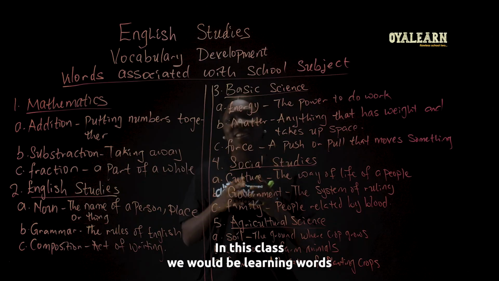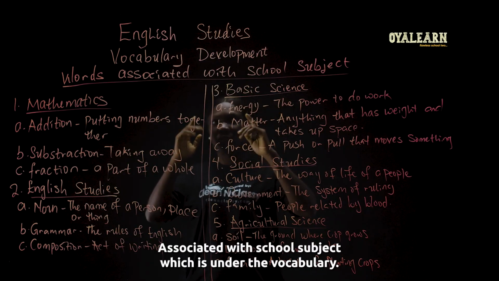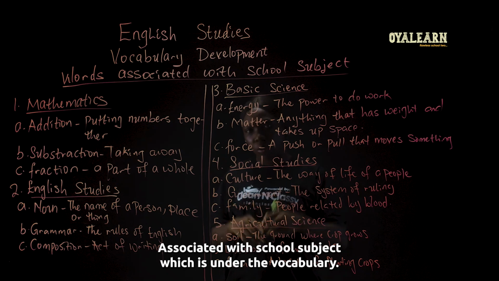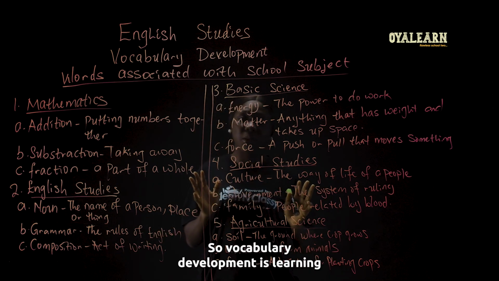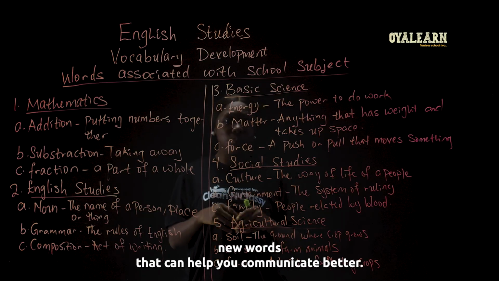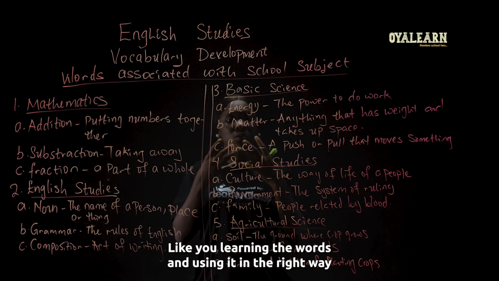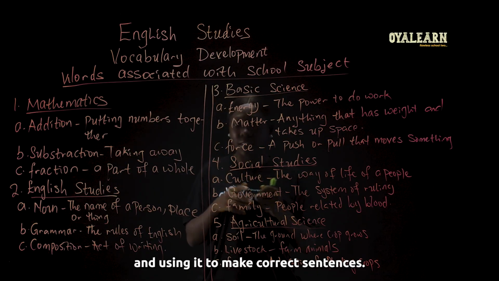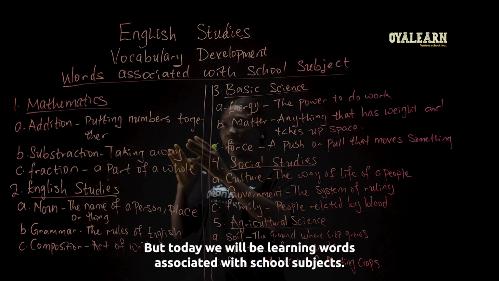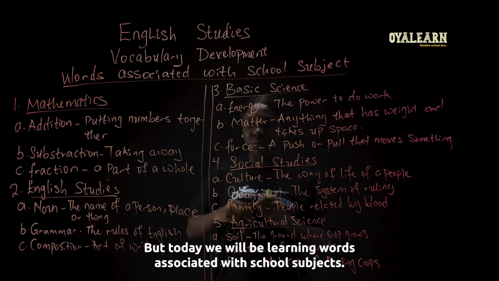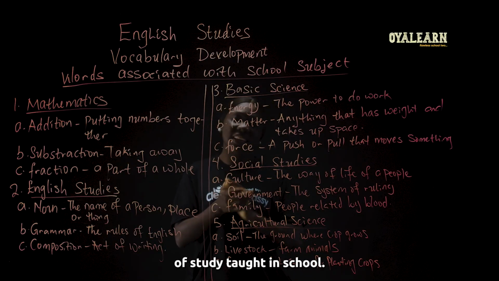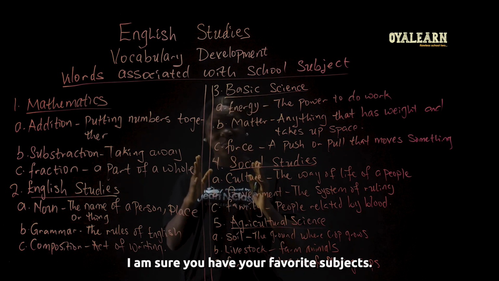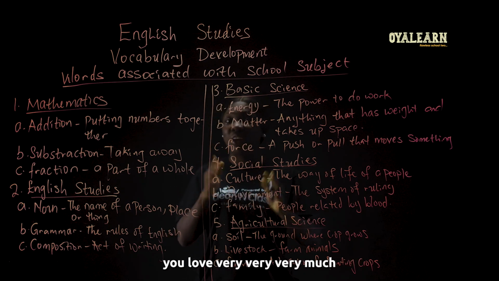All right. In this class, we will be learning words associated with school subjects, which is under vocabulary development. Vocabulary development is learning new words that can help you communicate better, learning the words, using them in the right way and using them to make correct sentences. Today we will be learning words associated with school subjects. A school subject is a different area of study taught in school. I am sure you have your favorite subject you love very much.